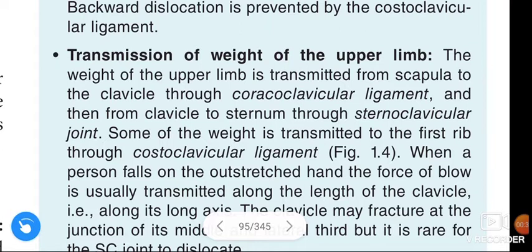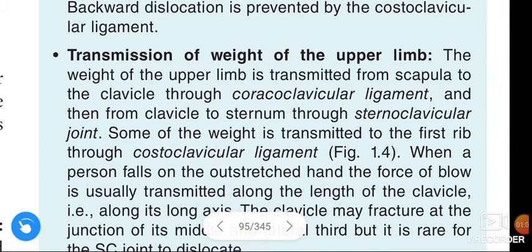See here, the weight of the upper limb is transmitted from scapula to clavicle through the coracoclavicular ligament and then from clavicle to sternum through the sternoclavicular joint. Some of the weight is transmitted to the first rib through the costoclavicular ligament.